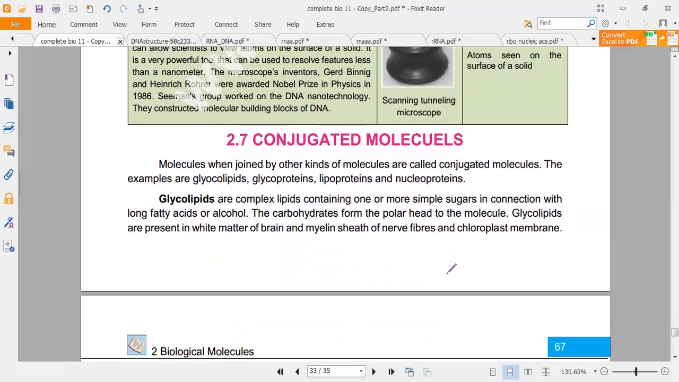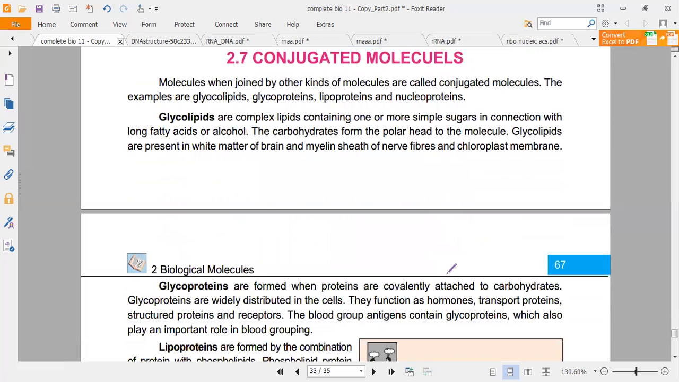Let's talk about the last topic of this chapter, that is conjugated molecules. Conjugated molecules means they are joined with other kinds of molecules, like different kinds of molecules joined together. We have discussed them in lipids as well as in carbohydrates. Once again, for example, glycolipids: carbohydrates attached with lipids. Glycoproteins: carbohydrate attached with proteins. Lipoproteins: lipids attached with proteins. And nucleoproteins: nucleic acids attached with proteins.